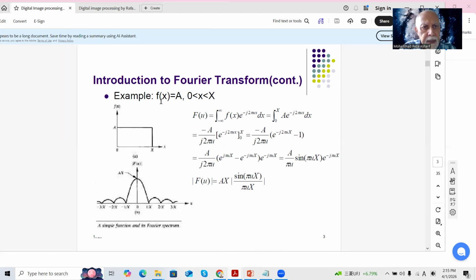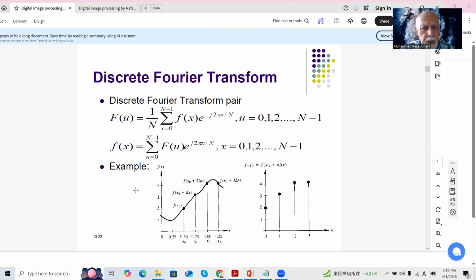for example, a constant signal like this rectangular signal with the amplitude A, which is this. So the Fourier transform after manipulations becomes a sinc function, sine alpha over alpha, which is the sinc function. So it has a main lobe and several side lobes. This is the Fourier transform of this rectangle.